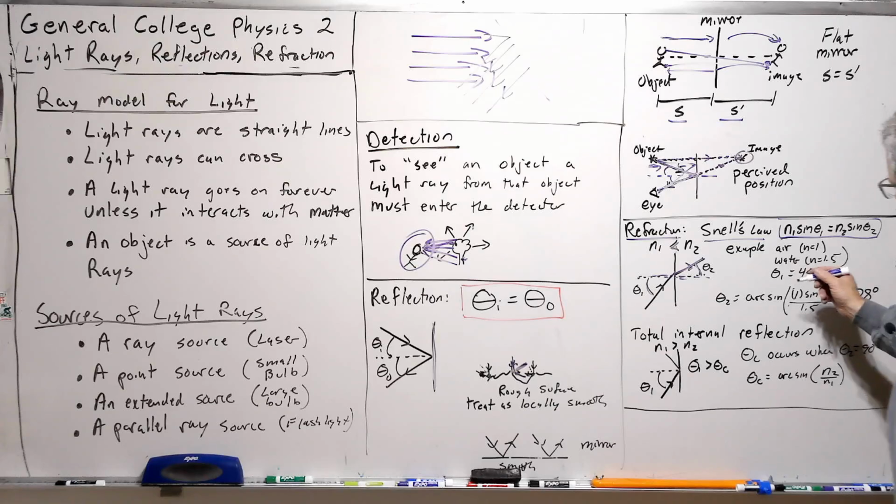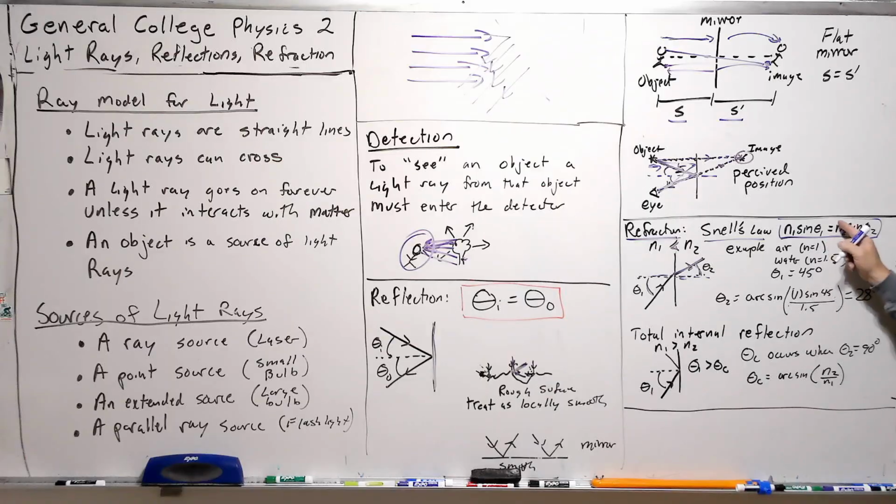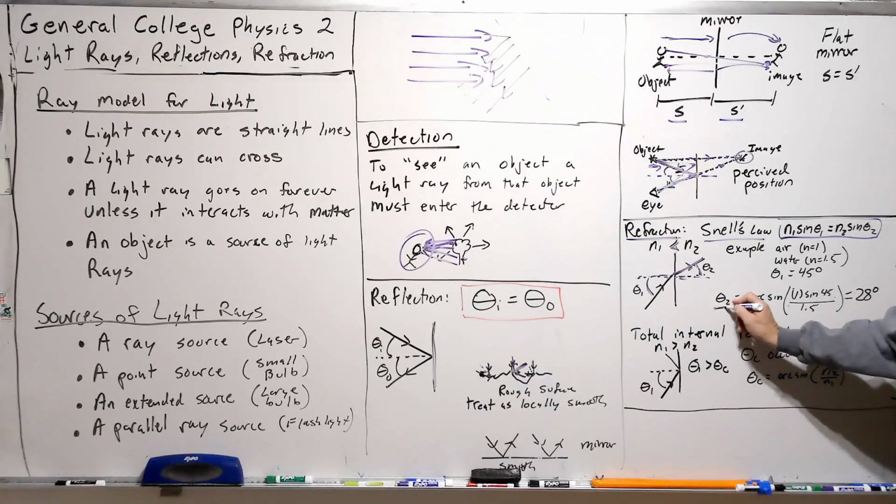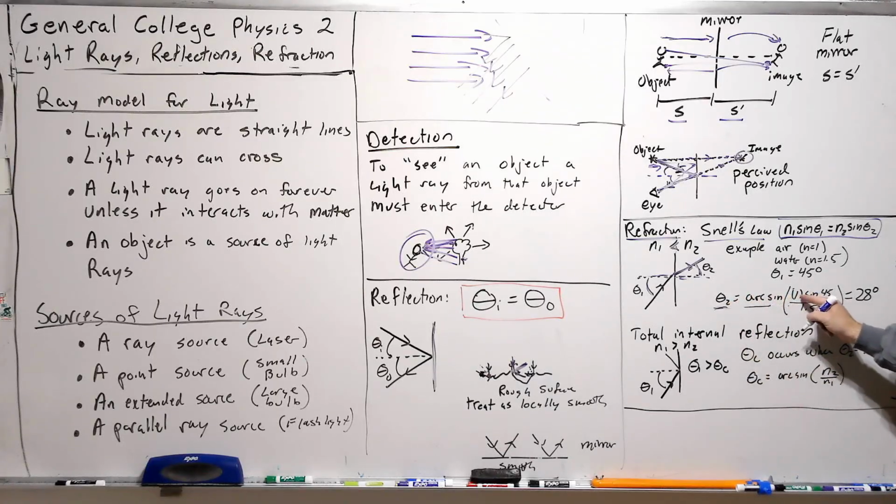Let's do an example. Let's say this is air and this is water, and our incident angle is 45 degrees. Well, we just solved Snell's law for the thing we're looking for, which is going to be the outgoing angle. So we're going to get arc sine of 1 times sine of 45, and we'll bring this over to this side, divided by 1.5. We get an angle of 28.